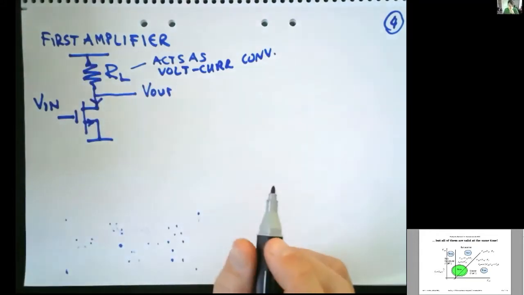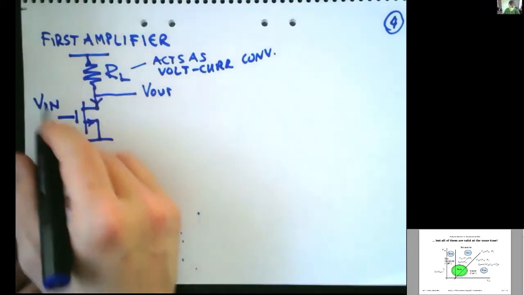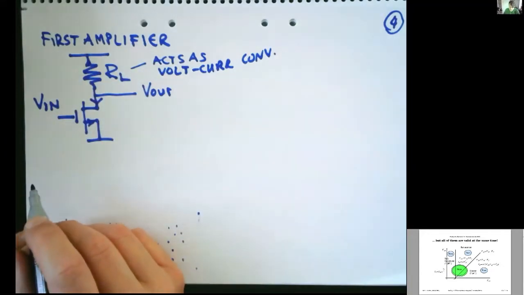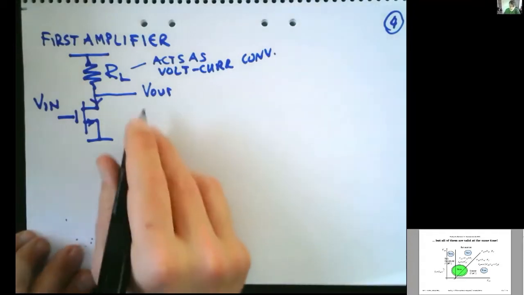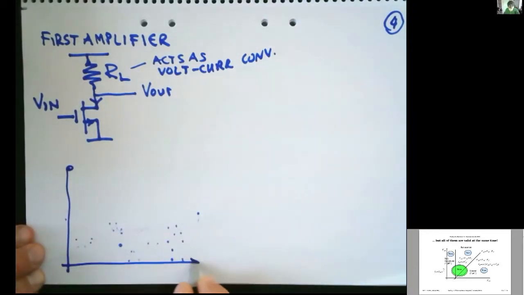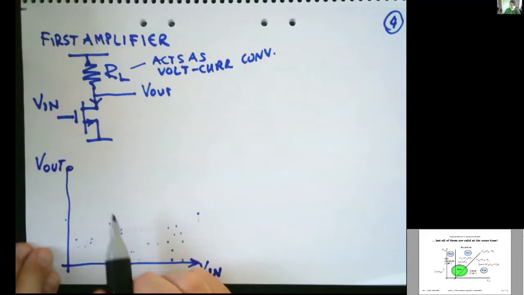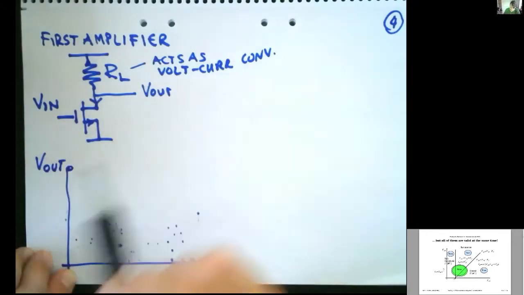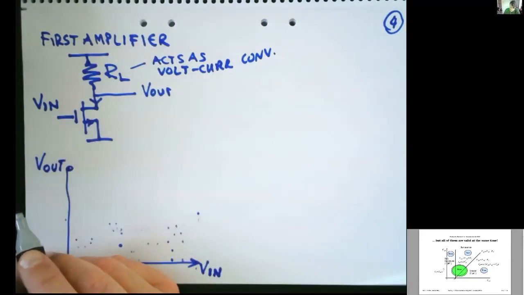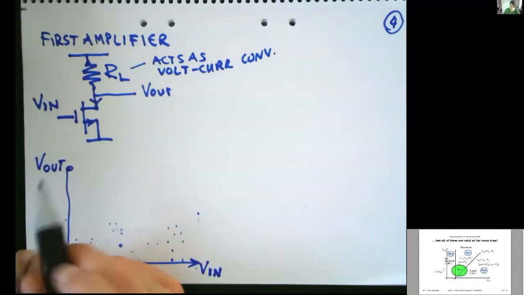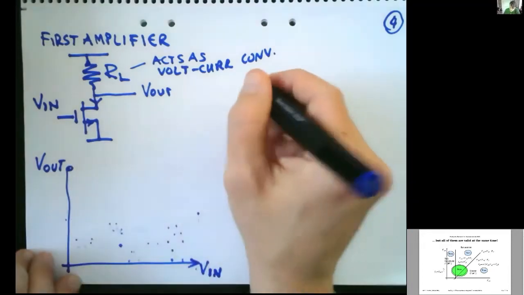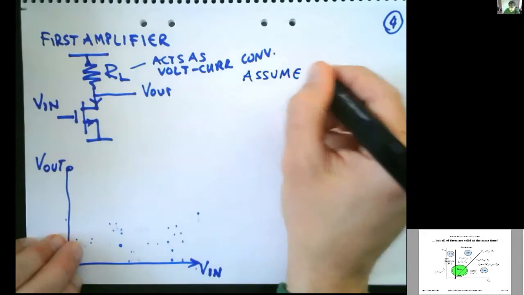So let's look a little bit at the transfer function here. I want to analyze this circuit as a function of V in. So I want to perhaps plot V out as a function of V in. And I want to find out the gain of my device and the operating regions of my device. So let's just make it easy for ourselves and assume this operates in the saturation region.